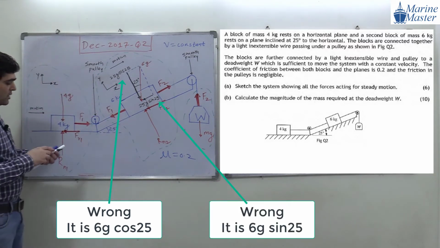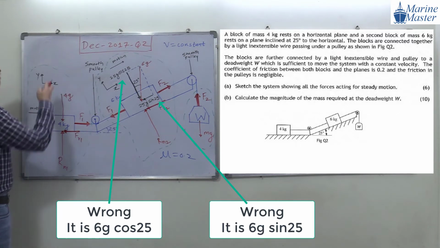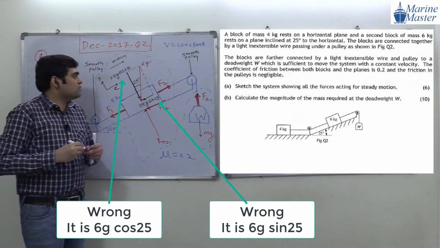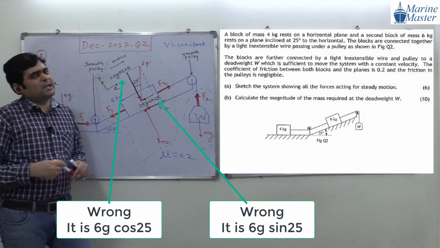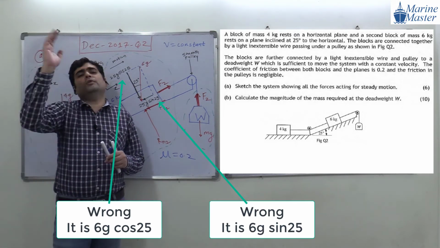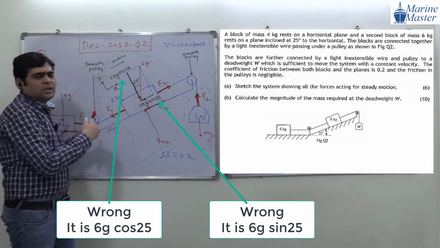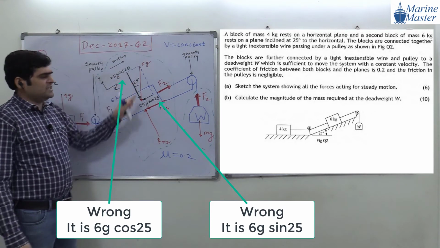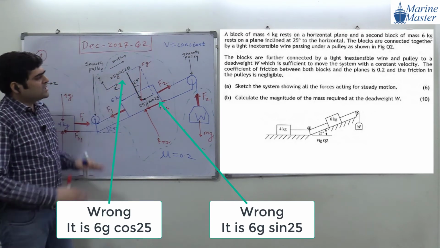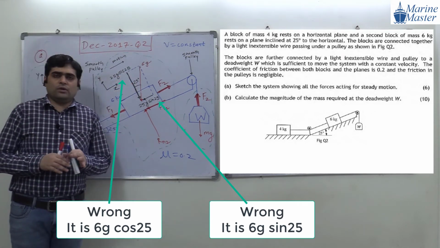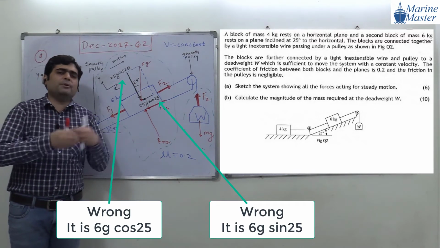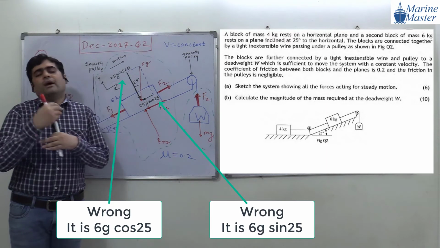Okay, so this is our answer of what, guys? Our A part. The only complex thing here is taking components of 6G, but don't worry. In the next few lectures, we are going to take components like this a lot of times. So you will become expert in such things. Don't worry, practice a lot. In mechanics, the only thing you have to do is practice, and then you will become habituated to taking components like this.